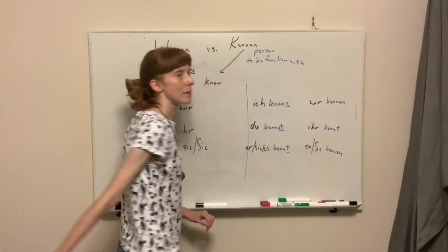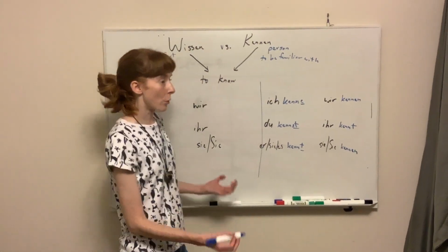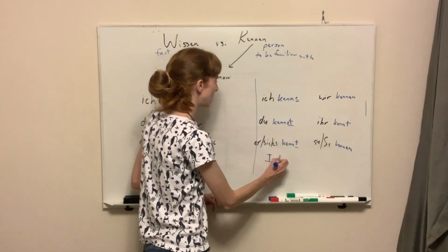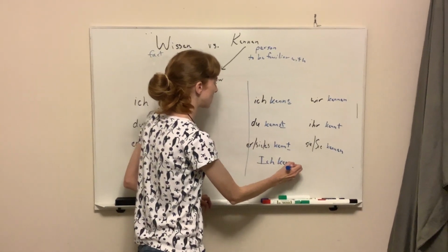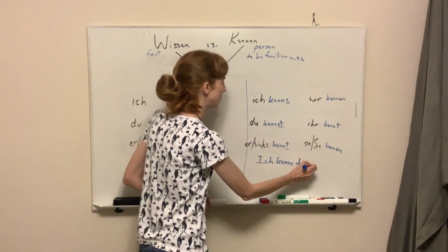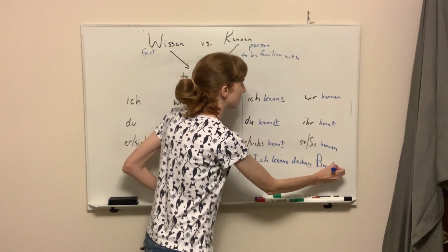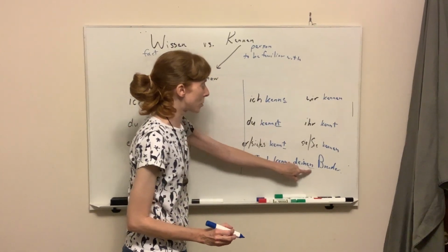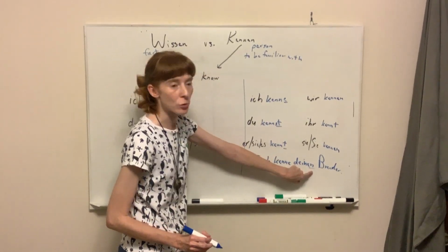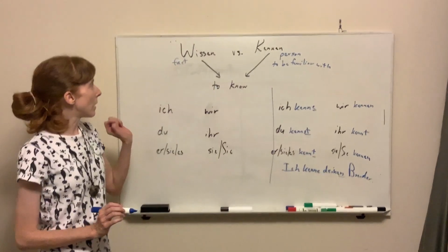So if I wanted to say that I know your brother, ich kenne deinen Bruder. Remember, this is a direct object. He's the person I know, so he gets an extra, and he's masculine, so he gets an extra N at the end.